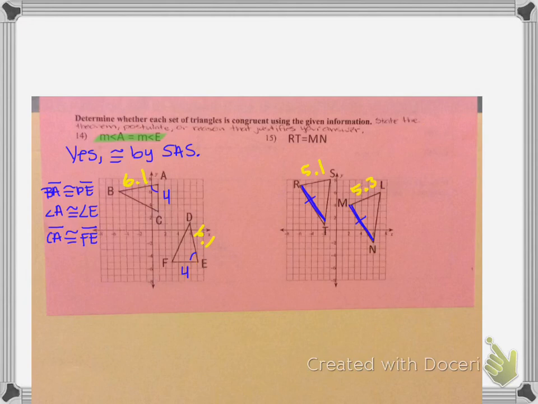I'm getting right now that these two sides are not matching up. And I'm pretty sure that when I do the other two sides, those ones aren't going to match up either. So since I have this set of sides not matching up already, I can say that RS is not congruent to segment ML. So the triangles are not congruent.